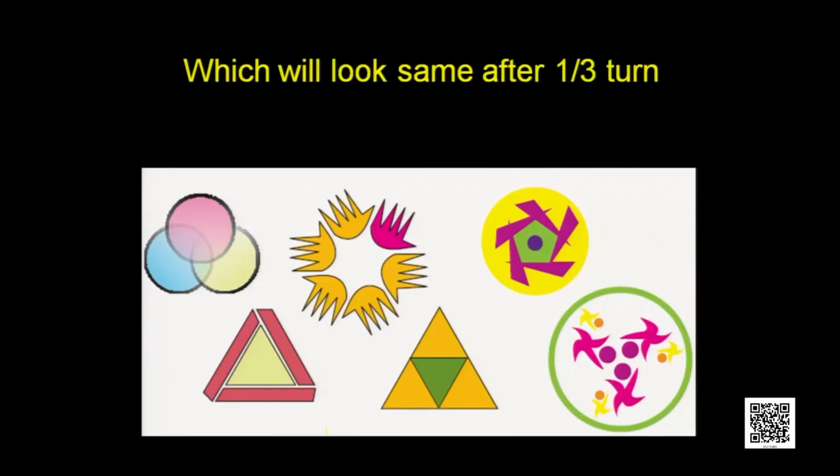Now, which will look the same after a 1/3 turn? Now, you see this picture. On a 1/3 turn, that is, I have to rotate it 120 degrees, it will not be the same, because this pink color part will come in this direction. So, its look will not be the same. Similarly, this one also is not the case. Similarly, this will not look the same on a 1/3 turn, but this triangular structure will look the same on a 1/3 turn, and so also for this one and this one.